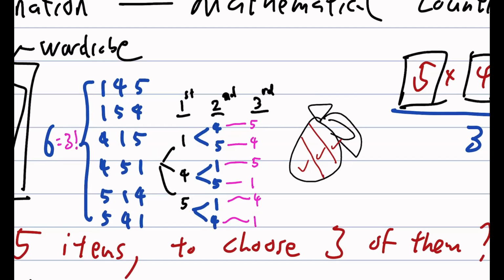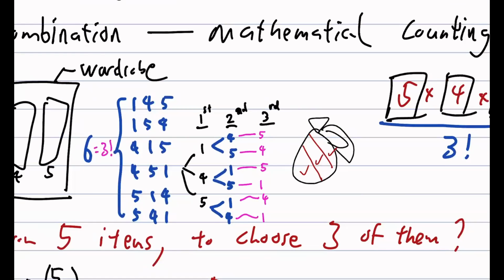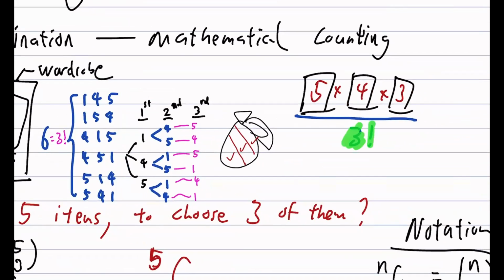But we don't want to count all the possible ways that we can arrange the items inside our bag. We are a very messy person. We just throw them inside our bag. We don't care about the order. So that's why we just divide by 3 factorial. Does that make sense? Yeah.